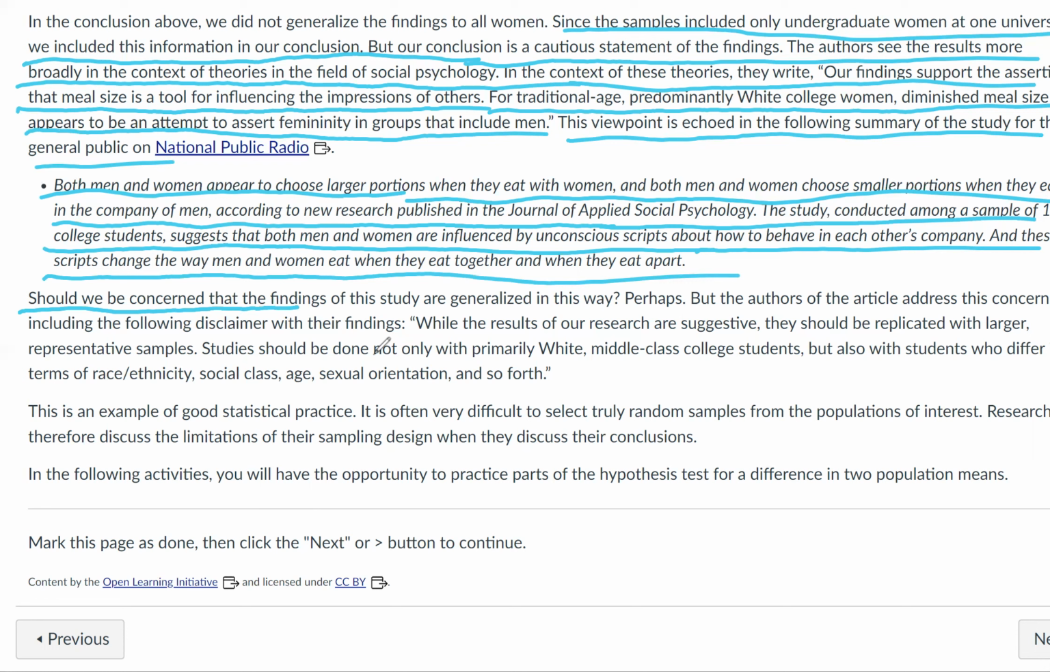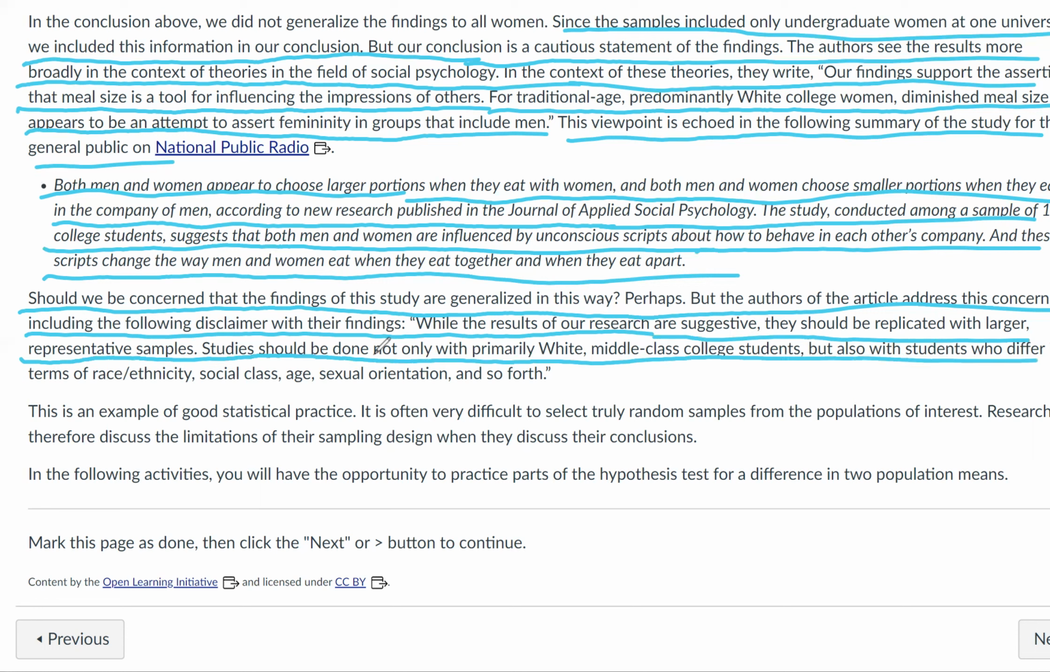Should we be concerned that the findings of this study are generalized in this way? Because in NPR, they said that women do this instead of just saying that women at this college in this age group do this. But the authors of this article address the concern, including the following disclaimer for their findings. They say, while the results of our research are suggestive, they should be replicated with larger representative samples. Studies should be done not only with primarily white middle-class college students, but also with students who differ in terms of race, ethnicity, social class, age, sexual orientation, and so forth.